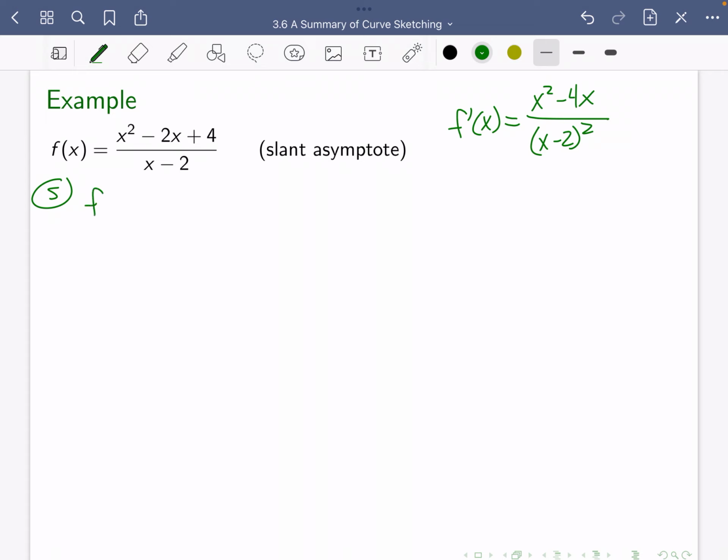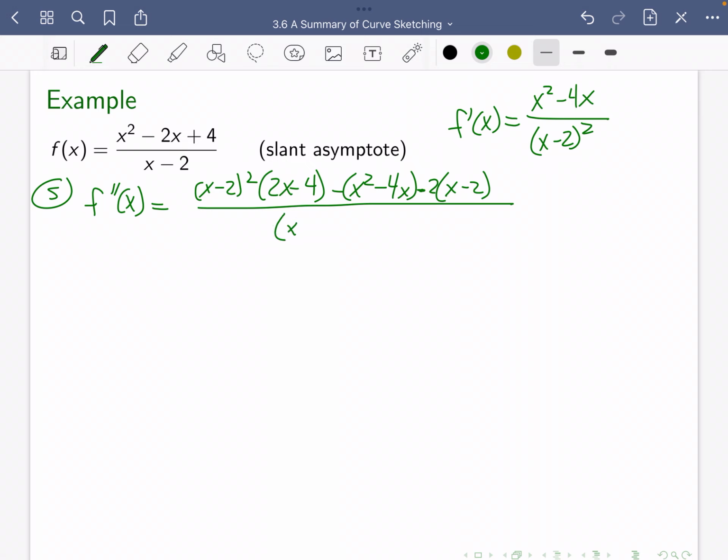If we were to take our second derivative, we have low, x minus 2 squared, d high, 2x minus 4, minus high, x squared minus 4x, d low, 2x minus 2, square the bottom, and away we go. So that is what we are looking at.